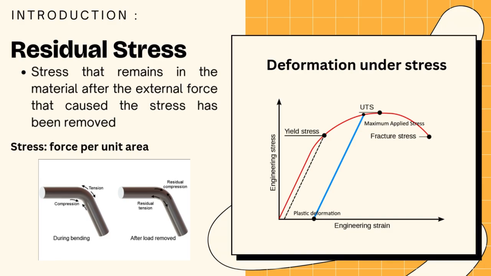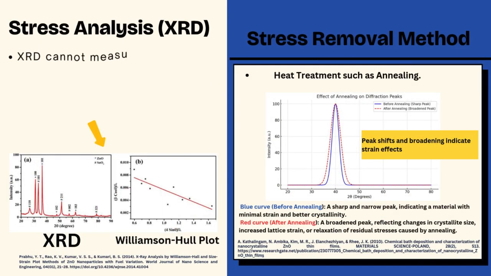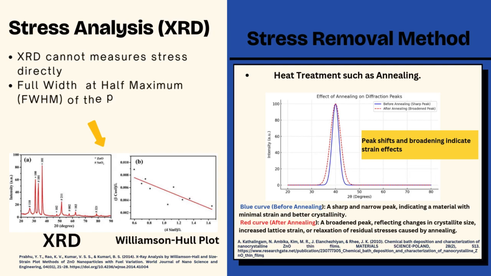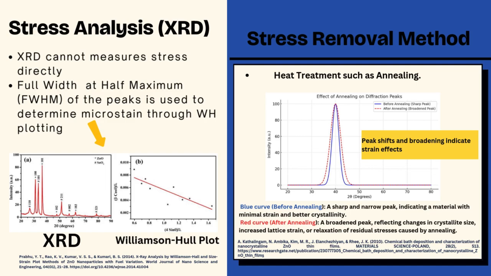From the image below, after the load is removed, the object retains its shape despite residual stresses. XRD cannot directly determine stress, but uses diffraction peaks to calculate strain. Full width at half maximum, FWHM, of the peaks is used to determine microstrain through WH plotting.